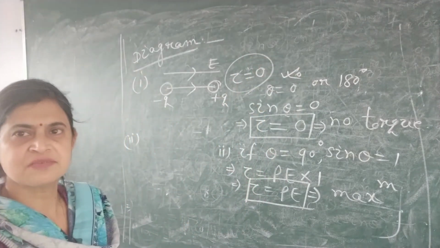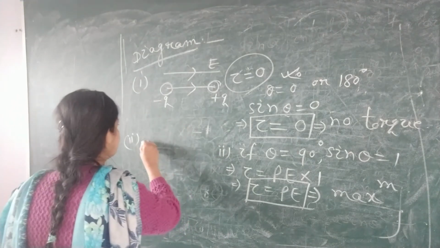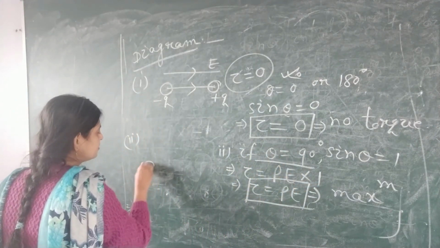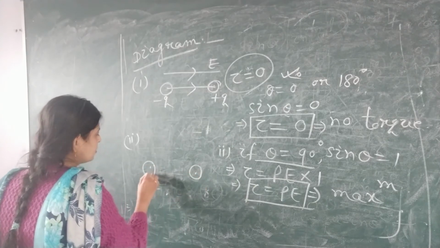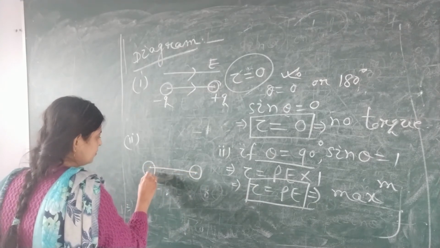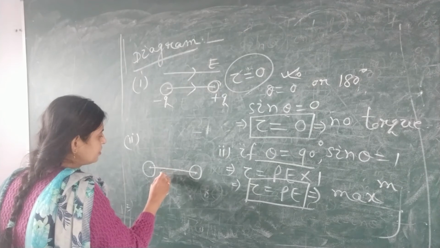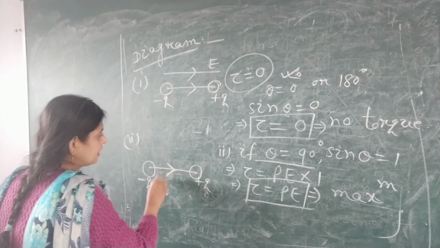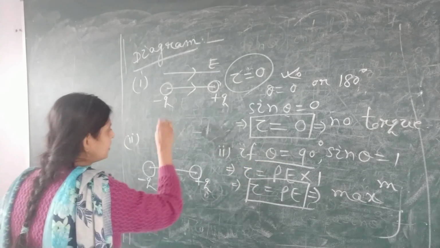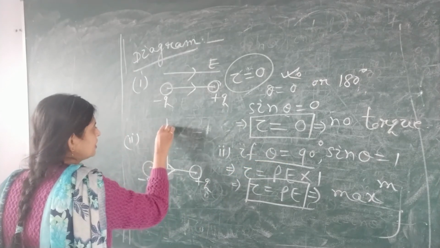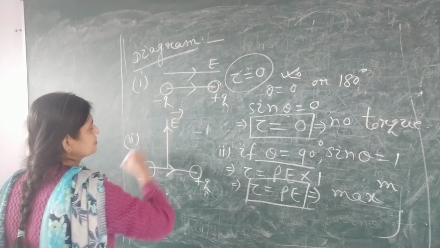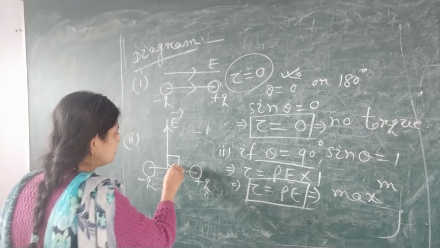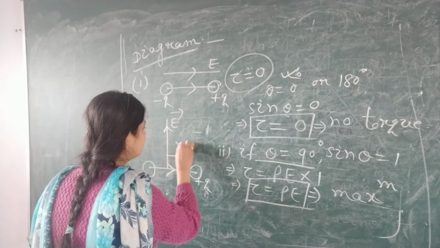Second situation, if theta is equal to 90 degree, that means we have to show that the angle between the dipole moment and the electric field is 90. Suppose the direction of the electric field is like this, then the angle will be 90 degree. So in this case the maximum torque will be experienced.